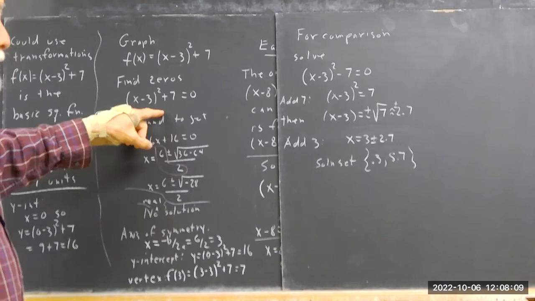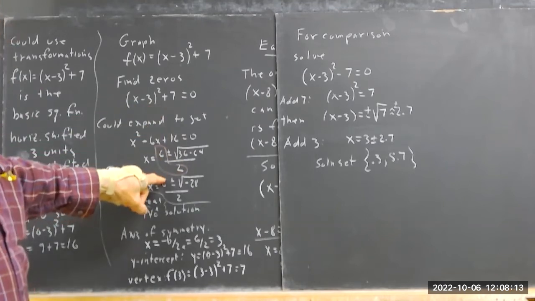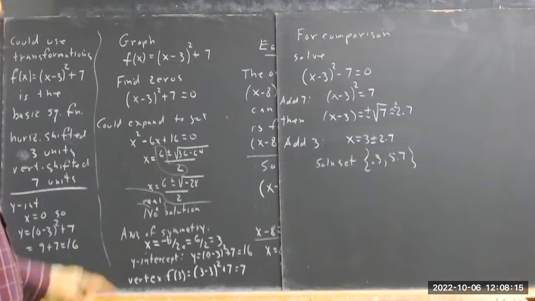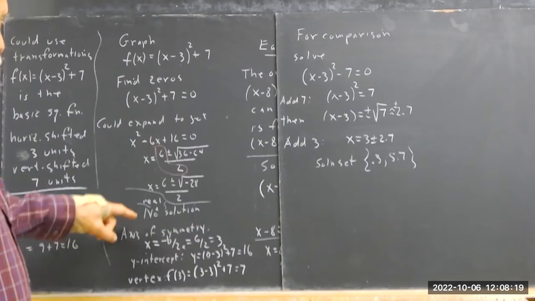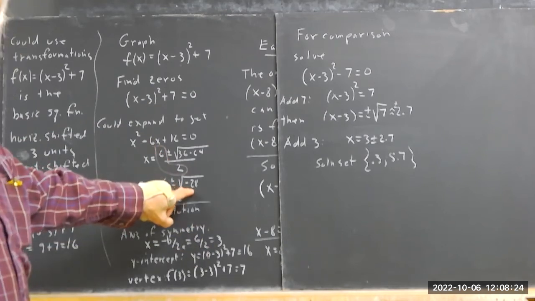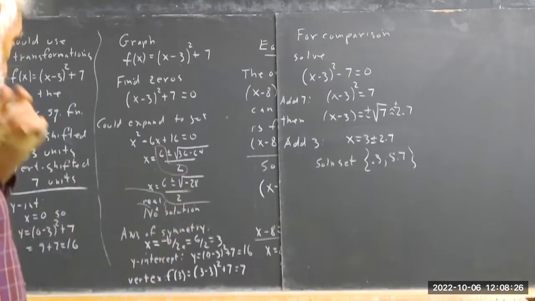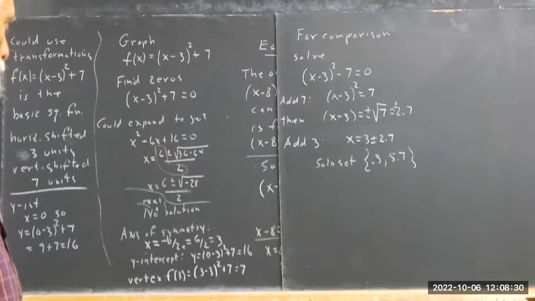We can expand this into this so we can use a quadratic formula. The quadratic formula, we get the axis of symmetry, 6 over 2 is 3. We get the fact that there are no real solutions because we have a negative under the radical. And we find that the vertex occurs.